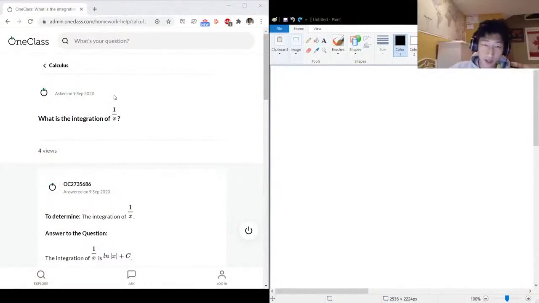Okay, sounds great. So let's switch over to my screen and we can start doing some mathematic magic. Alright, so this is the first question that we're going to handle. The first question is, what is the integration of 1 divided by x? So to draw this out formally, we are looking for the integration of 1 divided by x dx.